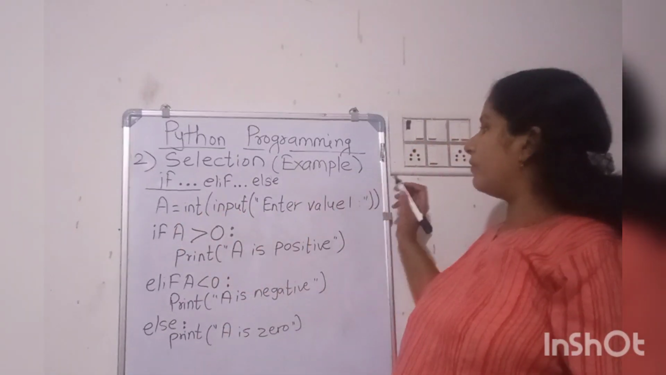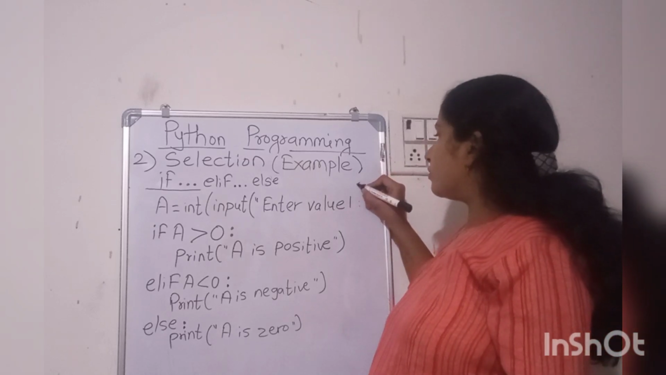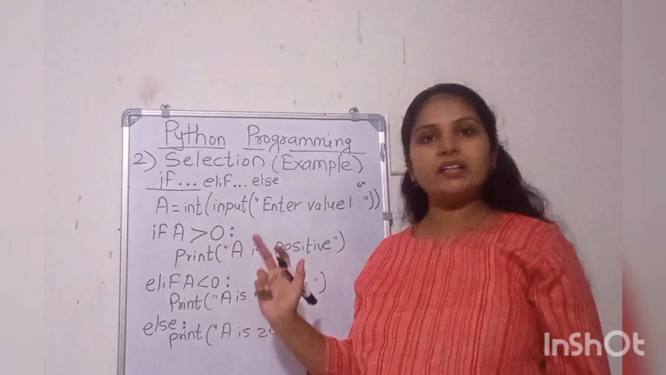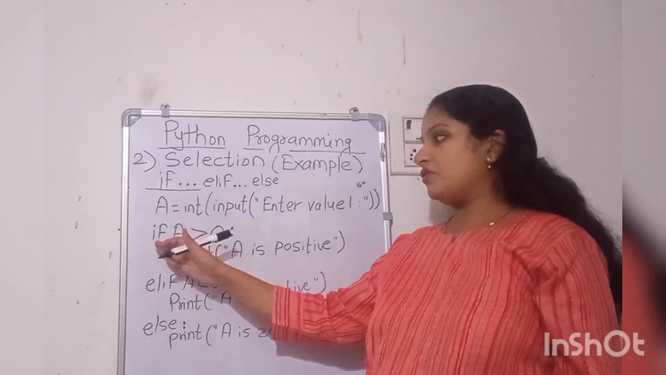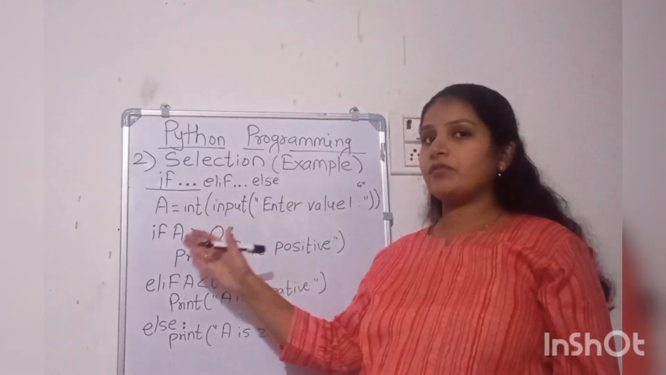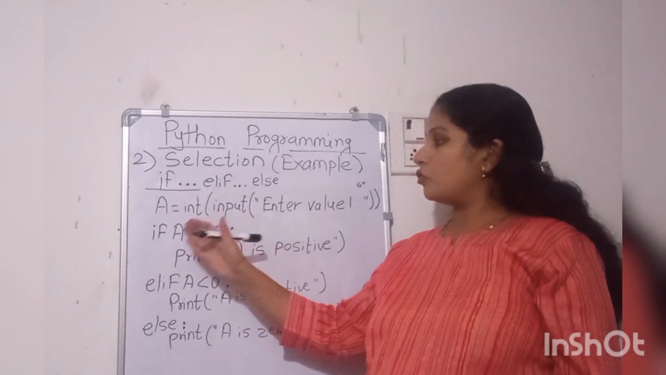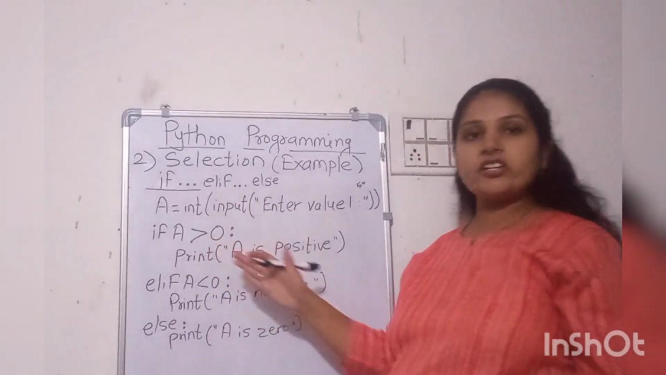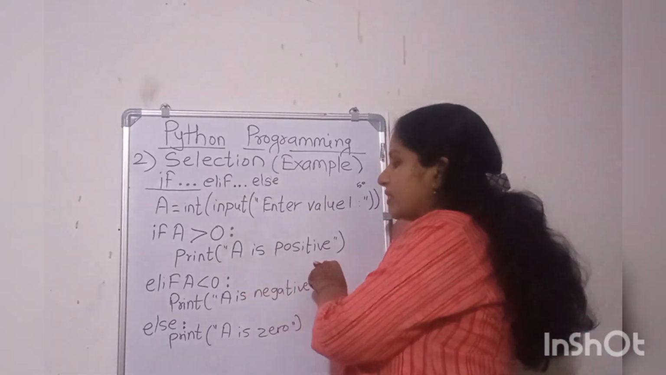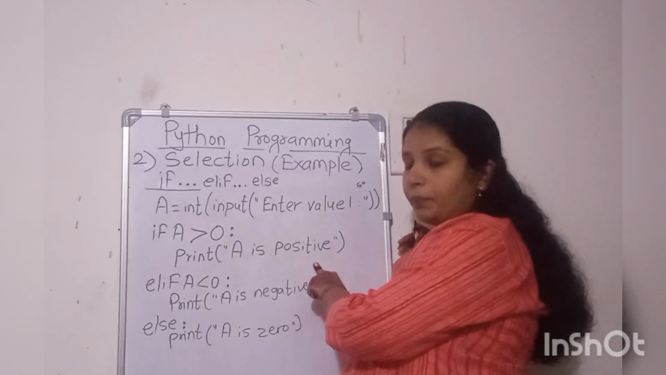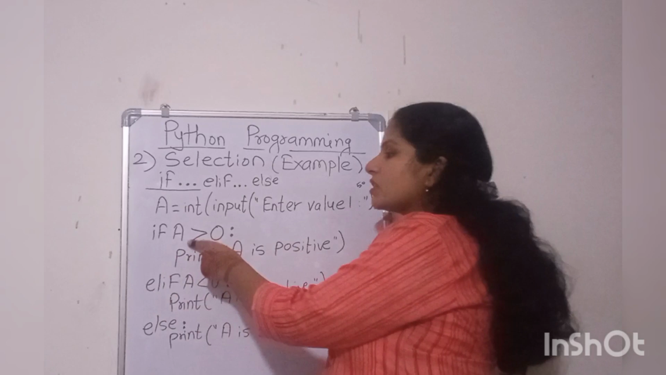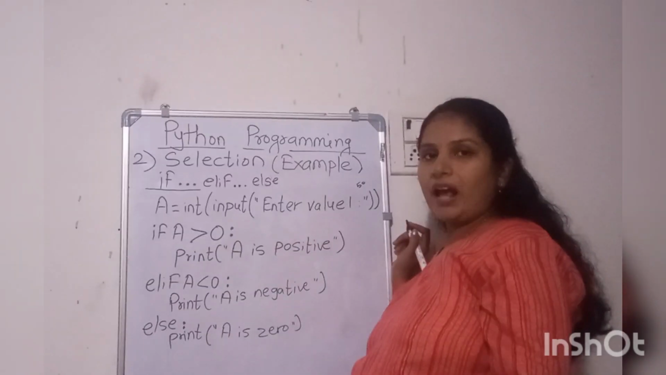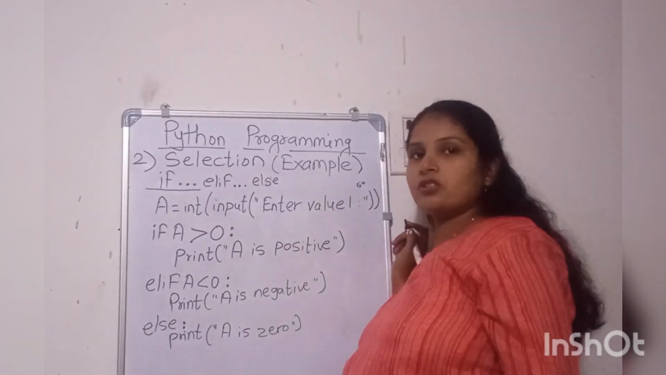Now suppose I have entered a as 50. I have entered the value 50, so 50 will be stored in a. So the first condition will be satisfied. 50 is greater than 0. So only the first condition will be checked and the message a is positive will be printed. If the first condition is true, we are not checking the remaining ones. We don't have to because our first condition is true.